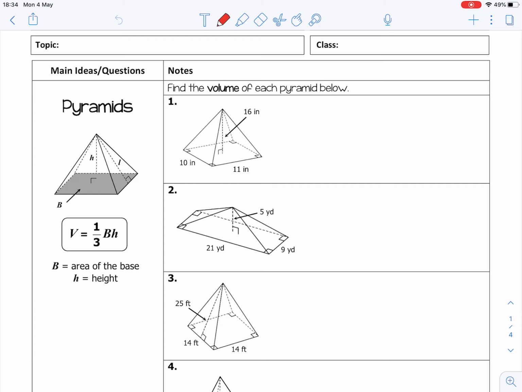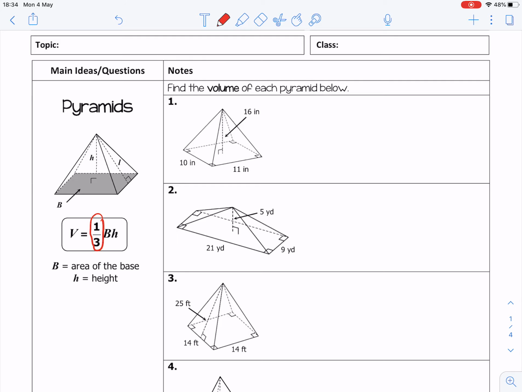So the volume of pyramids is going to be very similar to what we did with prisms, except there's going to be a 1/3 in front. And I'm sure you've learned this before, but I hope you've learned what the 1/3 means. And if you haven't, I'm just going to discuss it quickly. And if you still don't understand it, just ask me in class and I'll be happy to help you.